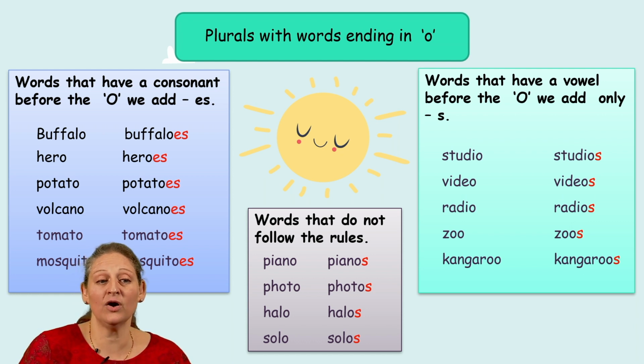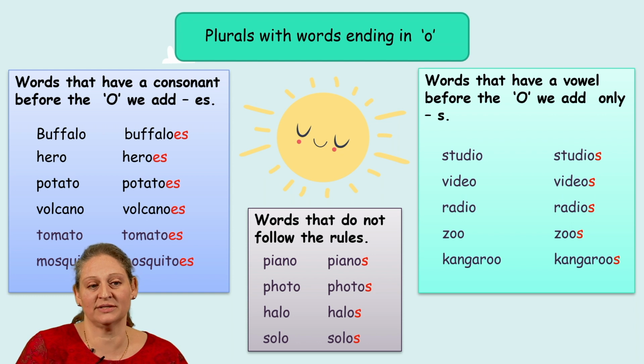Yes, hero. What comes before O? Yes, it is an R. R comes before O. R is a consonant. So we write ES, heroes.